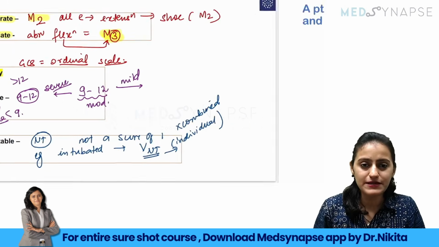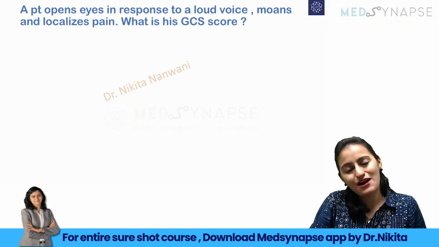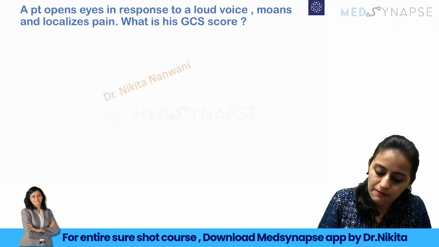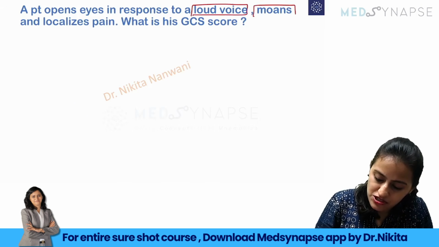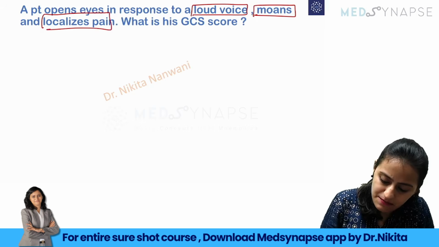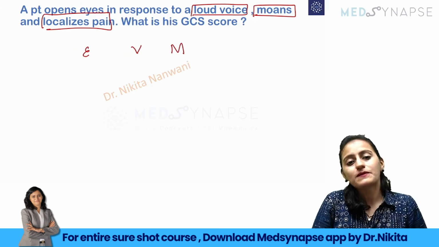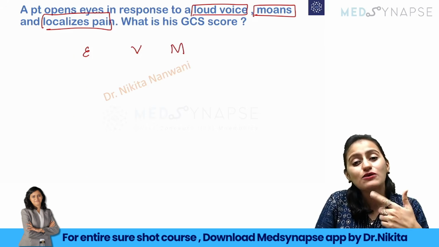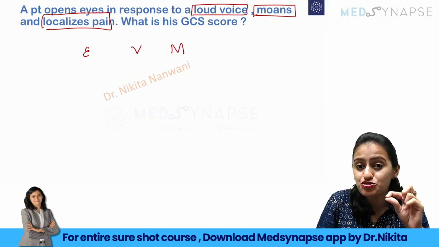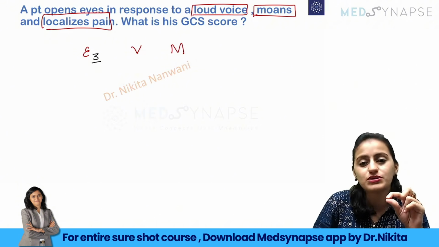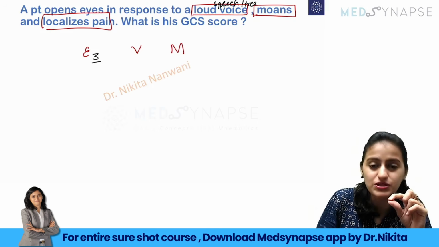That is non-testable, right? So now let's try to answer this question and see how fast you answer it. A patient opens eyes in response to a loud voice. The patient moans and localizes the pain. What is the E score, what is the V score, and what is the M score? Now the patient is opening eyes in response to loud voice. That means speech. Speech was under the tree, so it is E3.